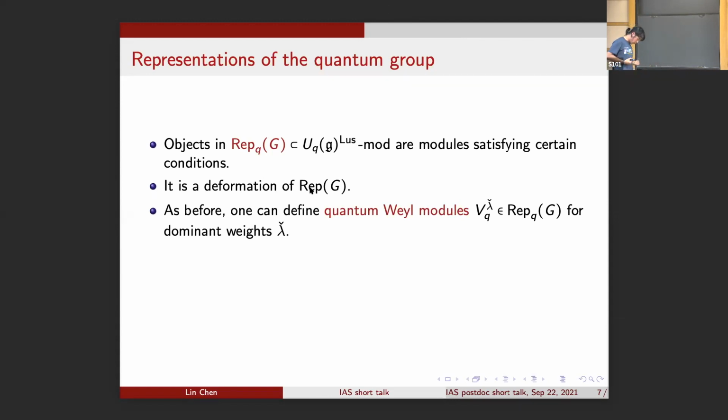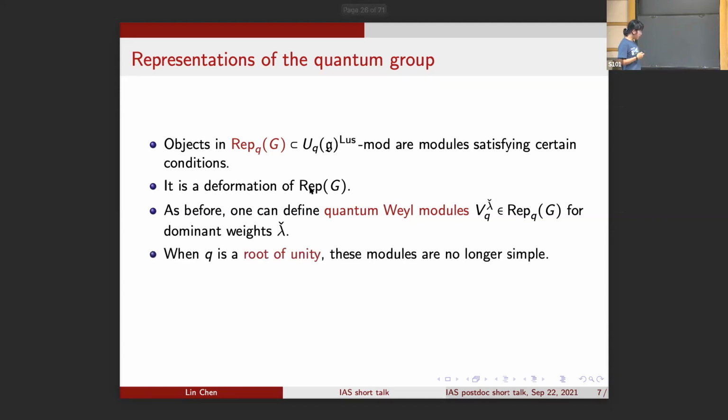And as before, you can define quantum Weyl modules. Oh, I forgot to mention that the original Weyl modules can be defined using some induction from Borels. Here, the quantum Weyl modules can also be defined using induction, but from quantum Borels. So these quantum Weyl modules are deformations of the original Weyl modules. However, these modules are no longer simple when Q is a root of unity.